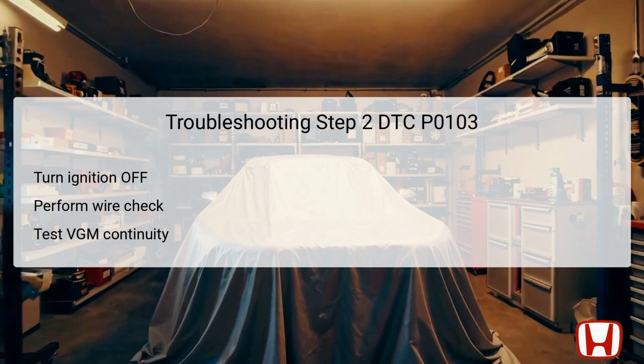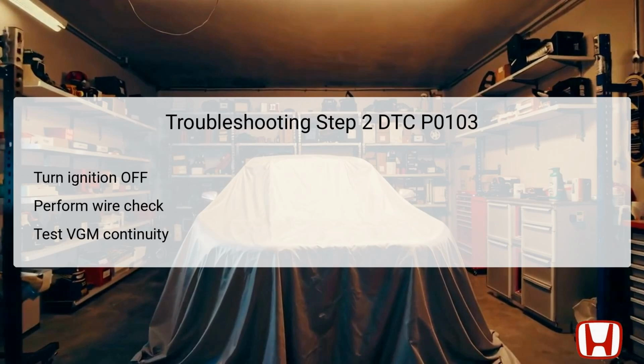The next step involves checking for continuity between two test points. The PCM connector B51P number 24, which is indicated by the black-red wire, and the MAF sensor, IAT sensor 5P connector number 2. This uses the same black-red wire. Perform this check while ensuring the ignition remains in the off mode, with both connectors disconnected.